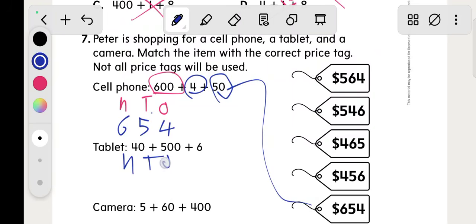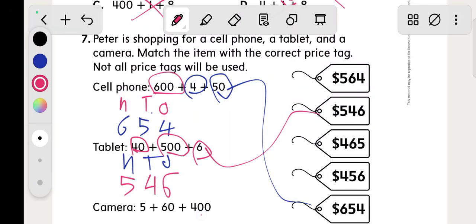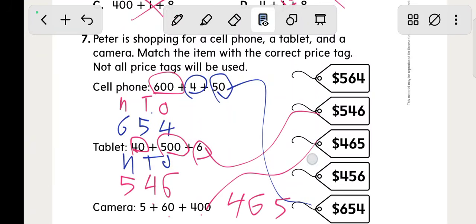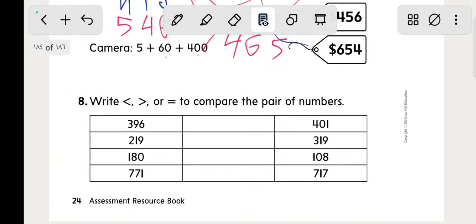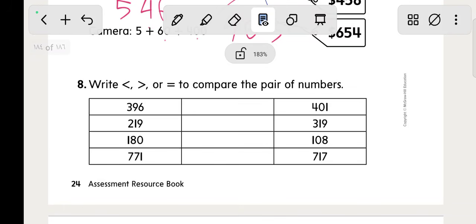HTO. Hundreds is 500. 40, so 4 in tens. Just 6 in ones place. 546. 465. So here in 465. Yes, good.